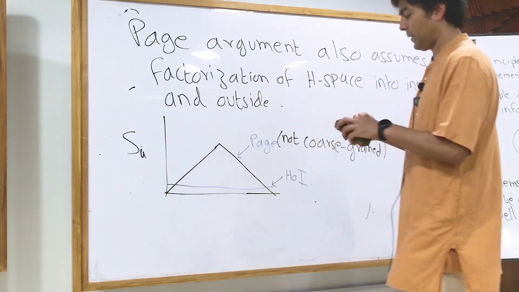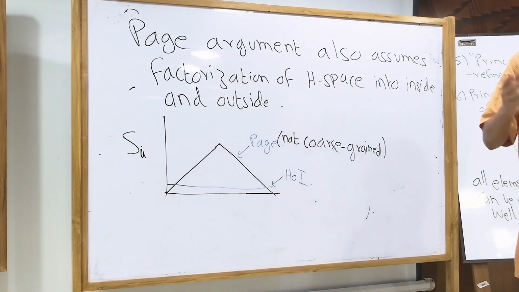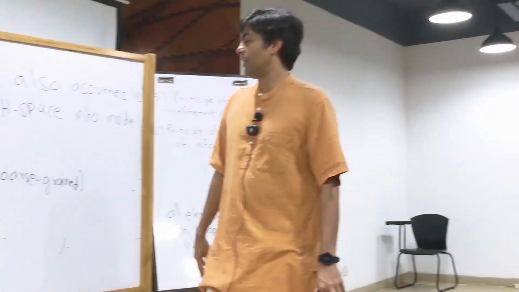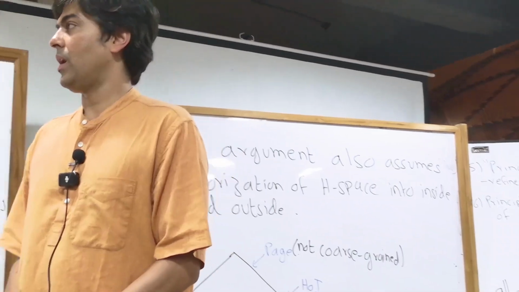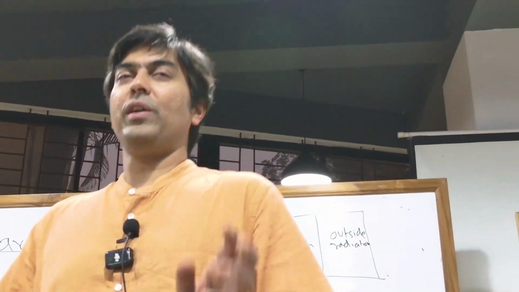That's why, even though the Page argument is a very interesting and important argument that you should all know about, and you should go back home and try to derive it, it's not clear that it's applicable to realistic black holes. Okay, are there any questions about this part?